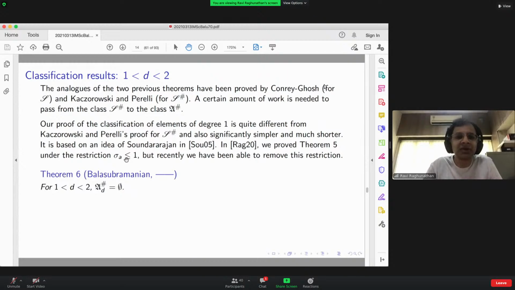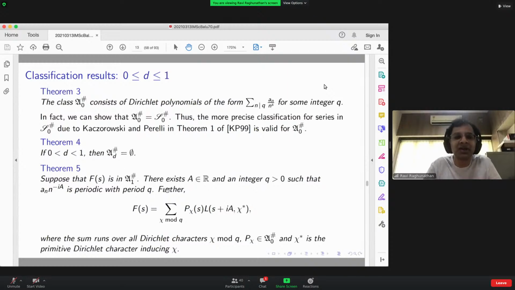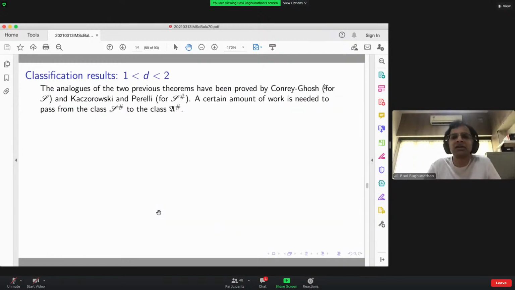So, anyway, that's the previous theorem, right? Here I've made no assumption on the abscissa of absolute convergence, if you look at it. And that's somewhat recent.